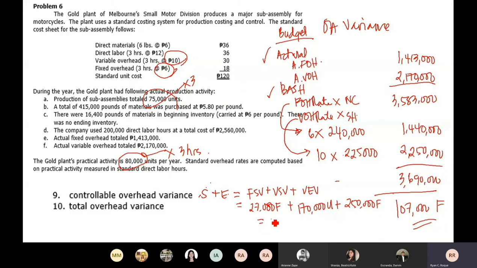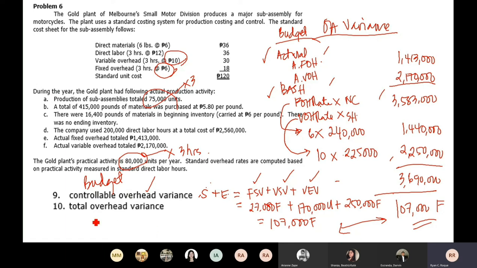So equal lang po dito sa dalawa na yan. Yun yung sinasabi natin na sometimes solvable yung actual and bash. So yun yung gagamitin natin to compute for your budget overhead variance. But sometimes, hindi makukompute ang actual and bash. Pero given na yung mga ibang variances, you can still compute for this one. Controllable or budget overhead variance.